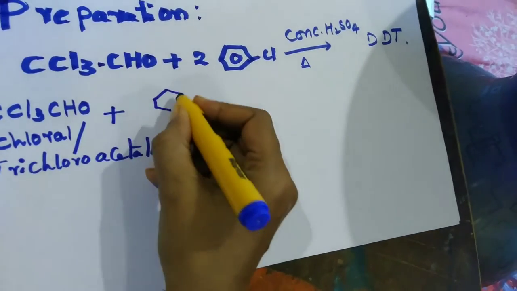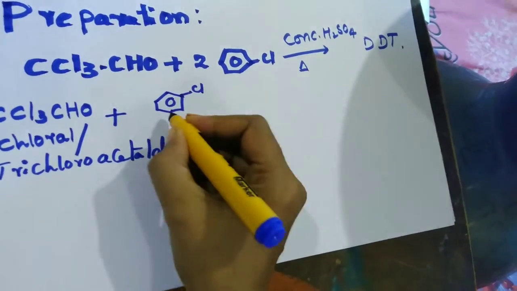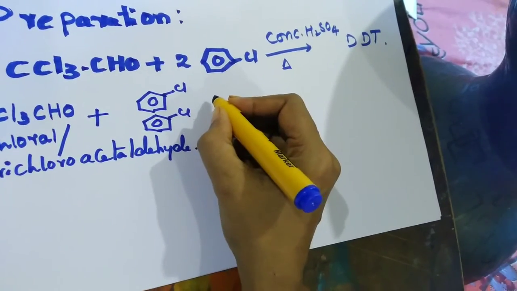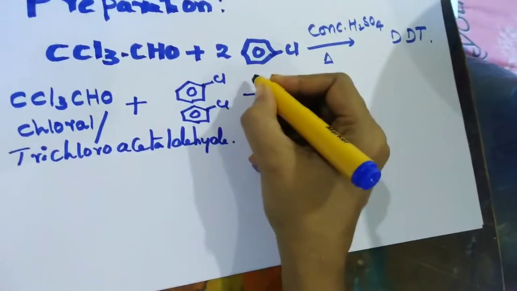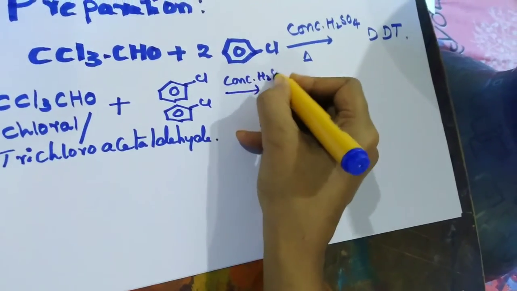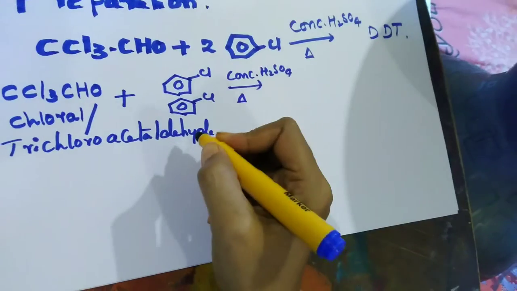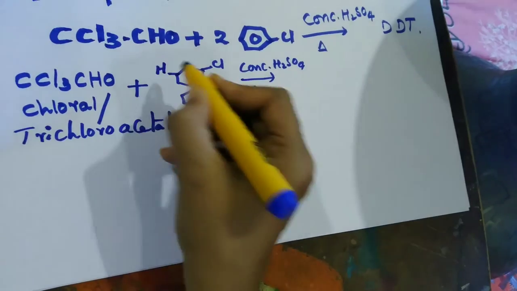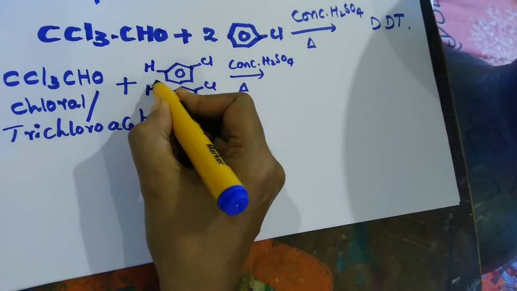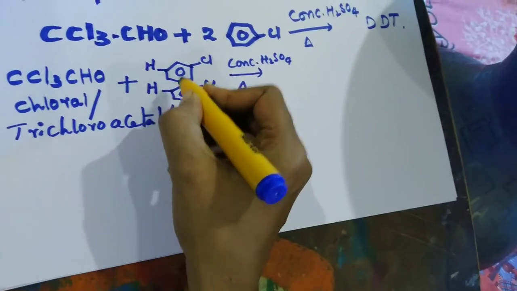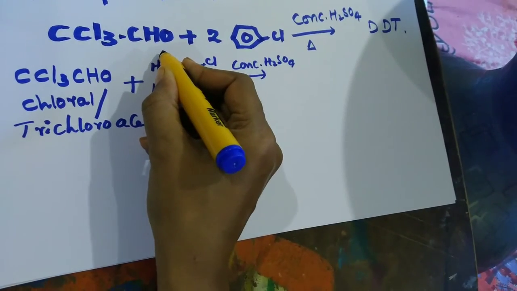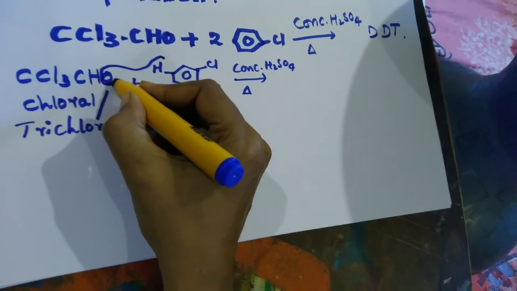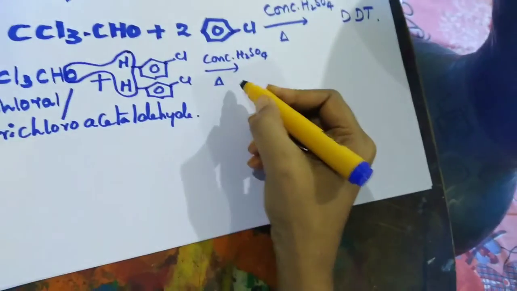We take separately 2 moles of chlorobenzene, in the presence of concentrated H2SO4 on heating. Here what happens is, one hydrogen from each of the 2 moles of chlorobenzene is released, and the 2 hydrogens react with the oxygen of the chloral to form an H2O molecule.